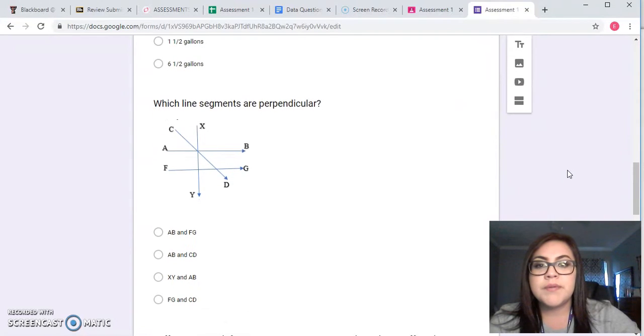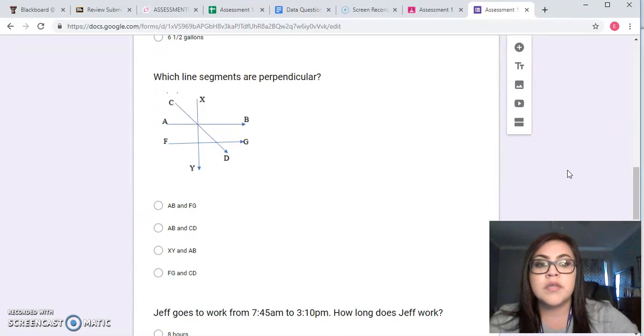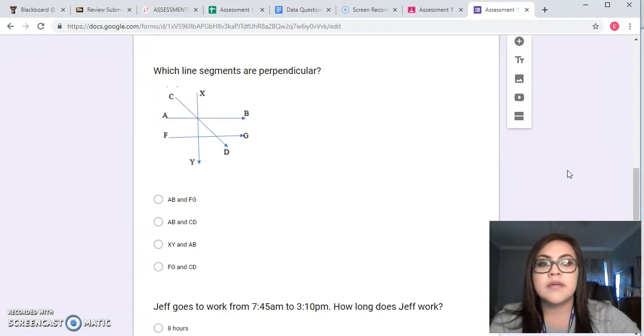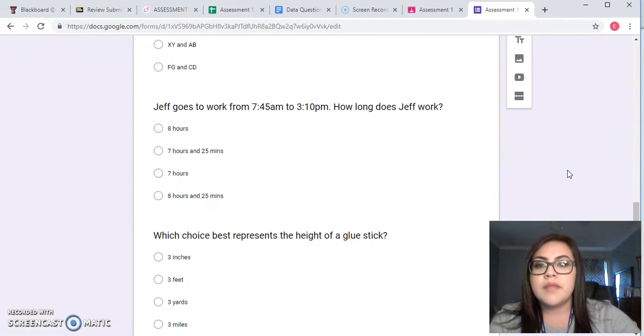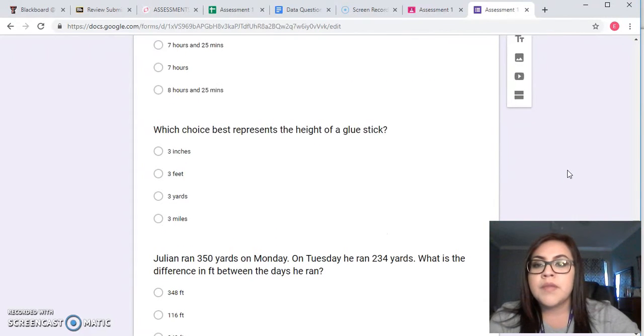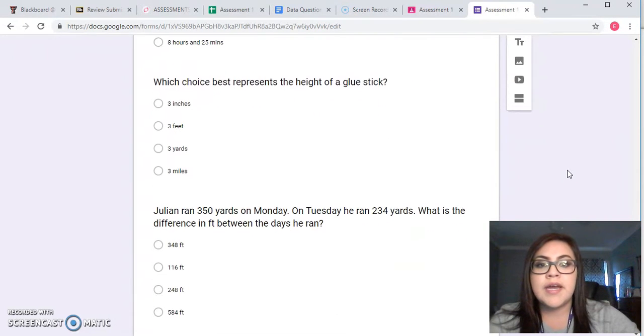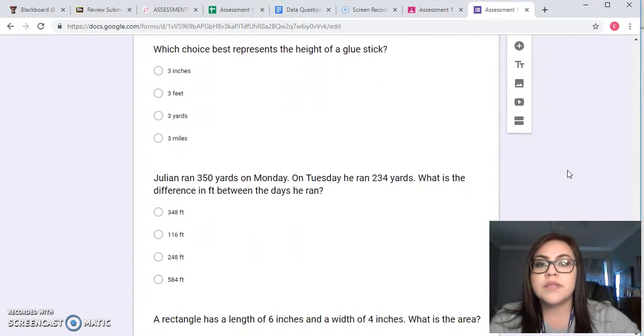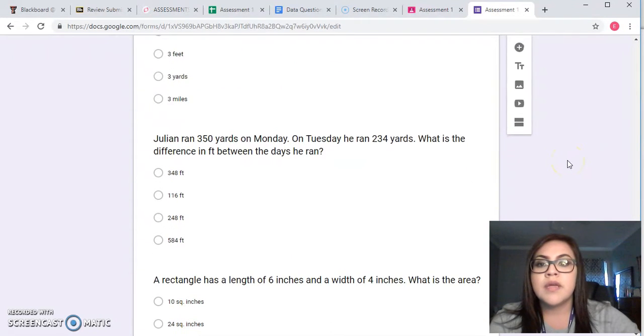Which line segments are perpendicular? We also learned perpendicular angles. So line segments: perpendicular, parallel, intersecting. Again, time elapsed. Jeff goes to work from 7:45 a.m. to 3:10 p.m. How long does Jeff work? Which choice best represents the height of a glue stick? So they had to determine which one.